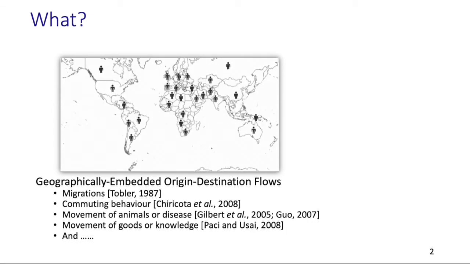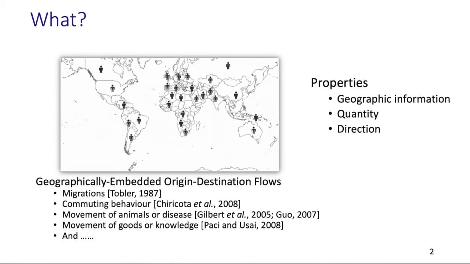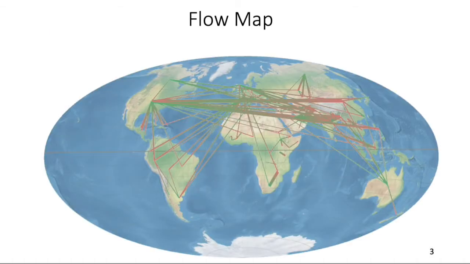So our paper focuses on visualizing origin-destination flows. There are many such data around the world, like migrations from one country to another, movement of animals, food, or even abstract things like diseases or knowledge. OD flow data contains geographic information of origins and destinations. It usually also contains other properties like quantity, for example, the number of migrants, and the direction, for example, from China to Australia.